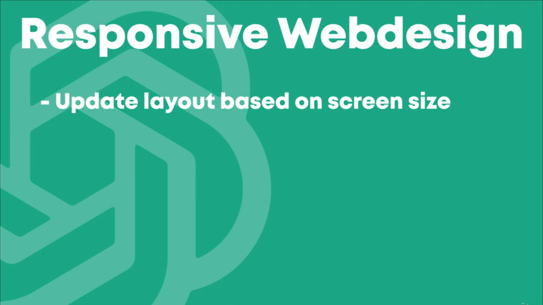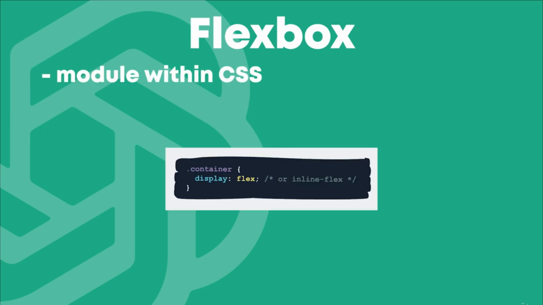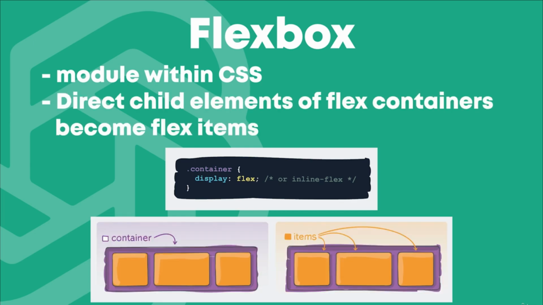So there are a few ways to make a website responsive, but we are going to work with the Flexbox and the @media rule. Both of these can simply be implemented in our CSS code. Flexbox is a module within CSS that can be used for responsive layouts. It works with flex containers and flex items in the containers.